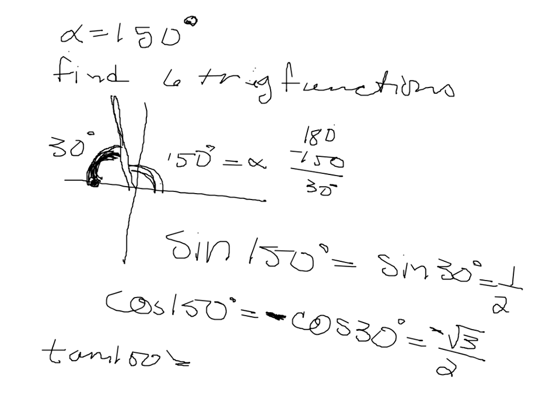Tangent of 150 degrees. We're in quadrant 2. Tangent is negative. So tangent of 150 degrees is equal to negative tangent of 30 degrees, which is minus 1 over the square root of 3.